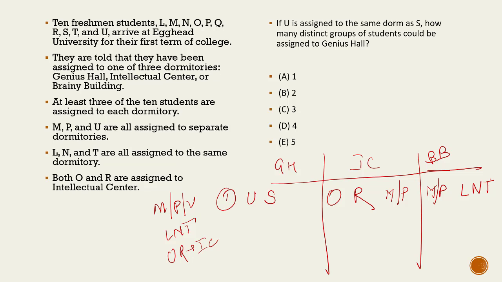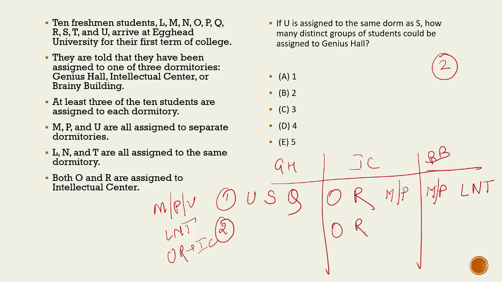And the one who's being left out here is Q, who would go to genius hall. Now with this particular arrangement, I am getting two distinct distributions, with M being in intellectual center and P being in brainy building, and vice versa. So we have two distinct distributions here. Let's look at the second case.